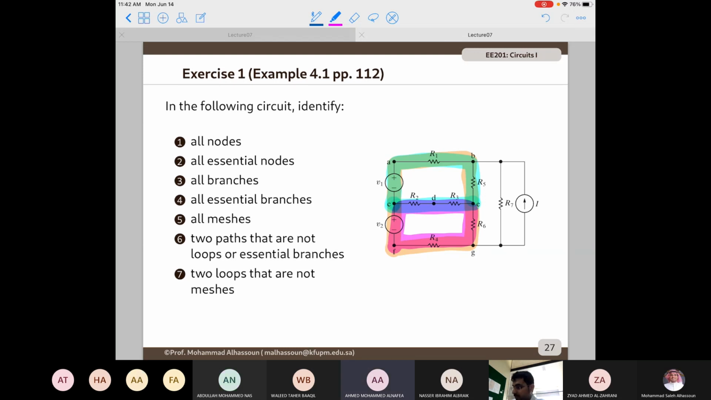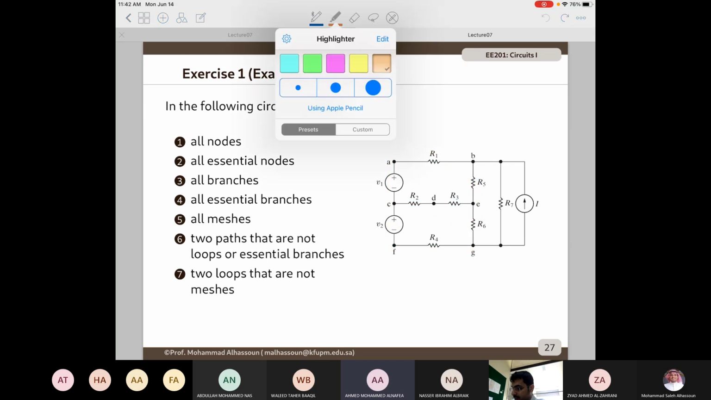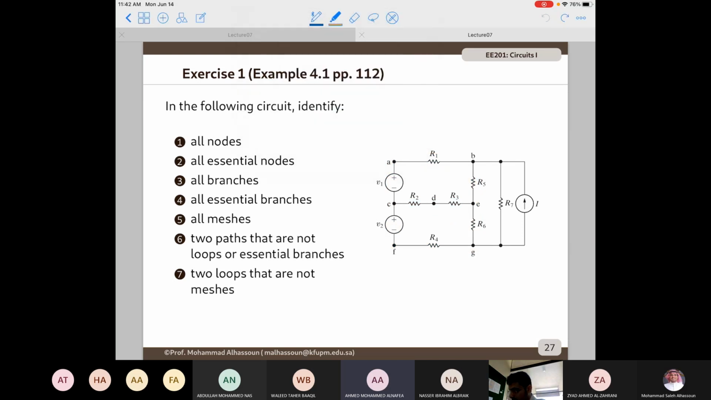Can't I say the circuit that you have drawn before, which starts from F and ends at F, can't I call it a mesh? No, because it has two loops inside it. Yes, two loops inside it. Thanks.